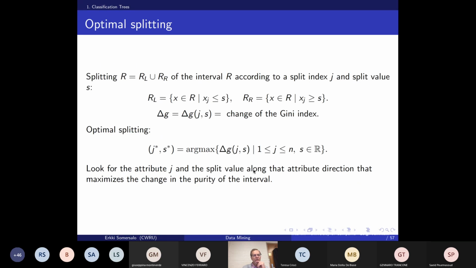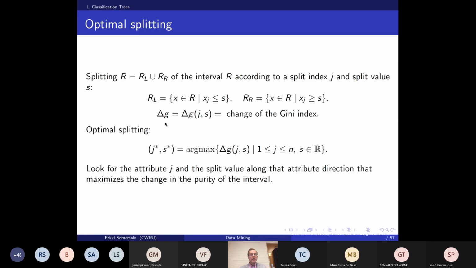So let's look at what this optimal splitting means. I said that this optimal splitting means that you're maximizing delta G. And I realized that this slide and a couple of other slides are not in the slides that I uploaded, and I will re-upload the new version after my lecture. So you will have these also. There are maybe three or four slides that are missing from the one that I uploaded.